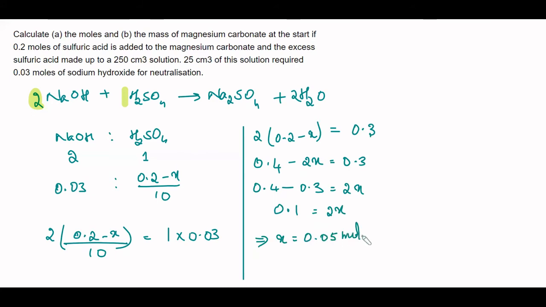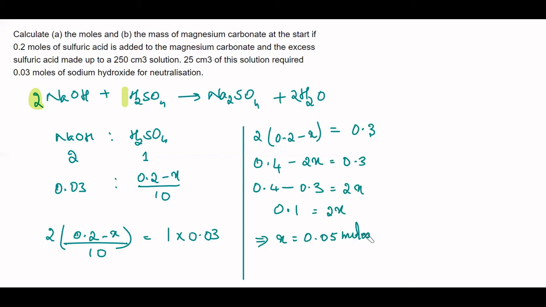0.05 moles. Now, here comes the next confusion. We have got 0.05 moles. Is this the moles in 25 ml solution or is it the quantity in 250 ml solution? This is a big confusion coming up. Most of the students will be having a confusion here, whether you have to consider this as the moles in 250 ml solution or 25 ml solution. Clearly, this is for 250 ml solution, though we calculated it for 25 ml.